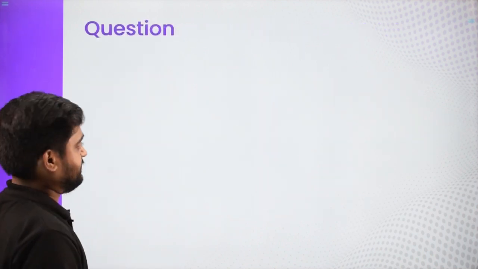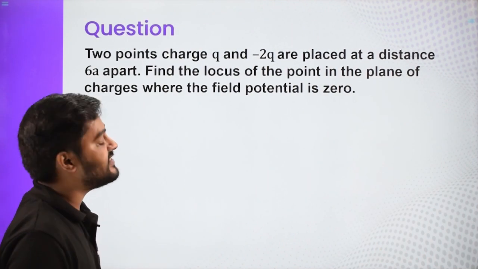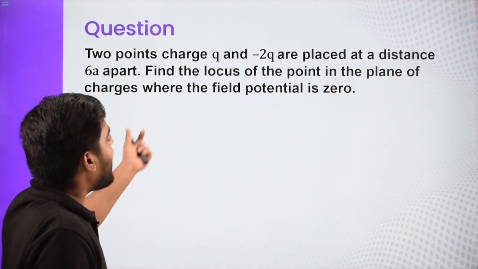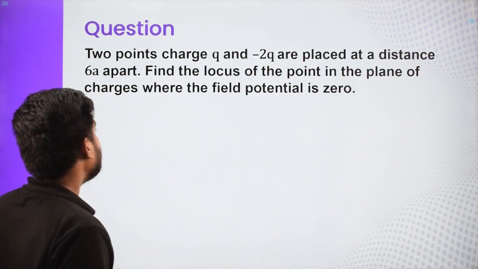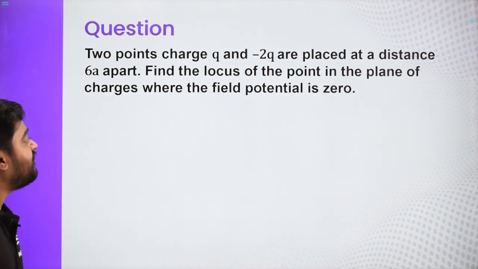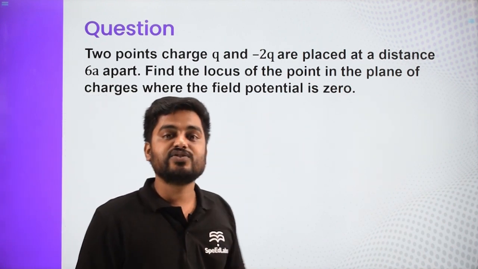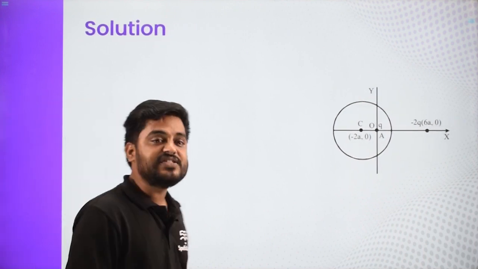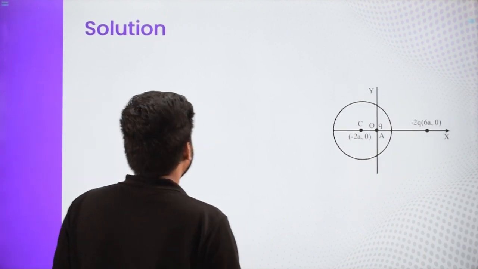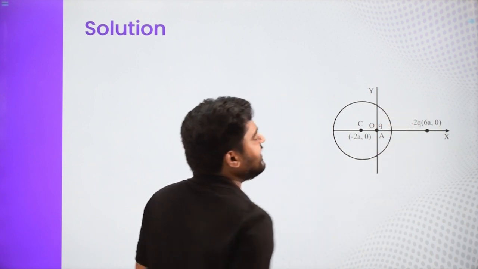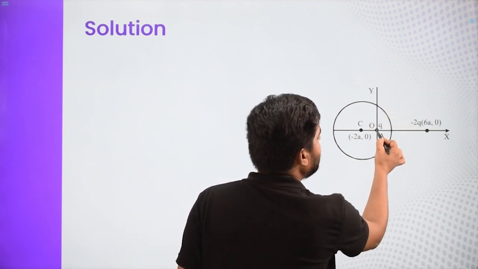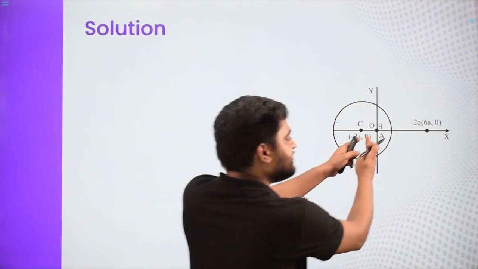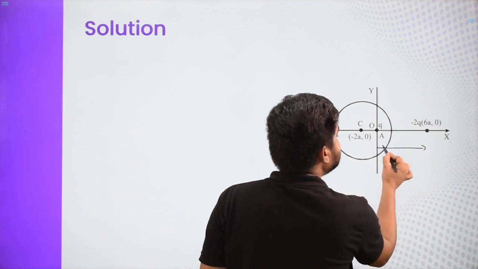Now let us do a question. This question says that 2 point charges q and minus 2q are placed at a distance of 6a apart. Find the locus of the points in the plane of the charges where the potential is 0. So in the plane of the charges, we need to get the locus of the points having 0 potential. I am going to take the xy plane, in which there exists a charge q at the origin, and another charge minus 2q at (6a, 0). So the separation between them is 6a.